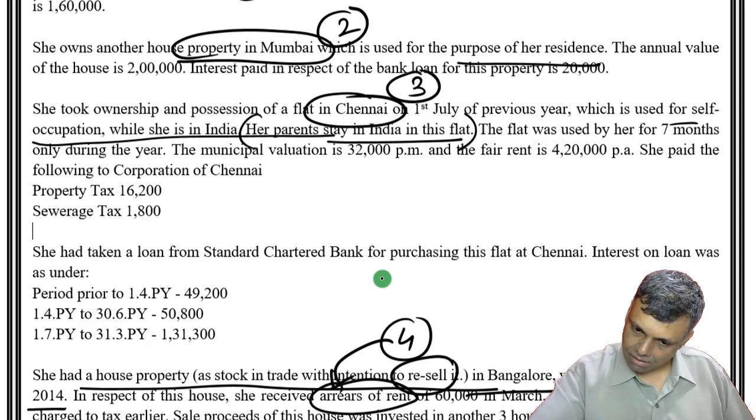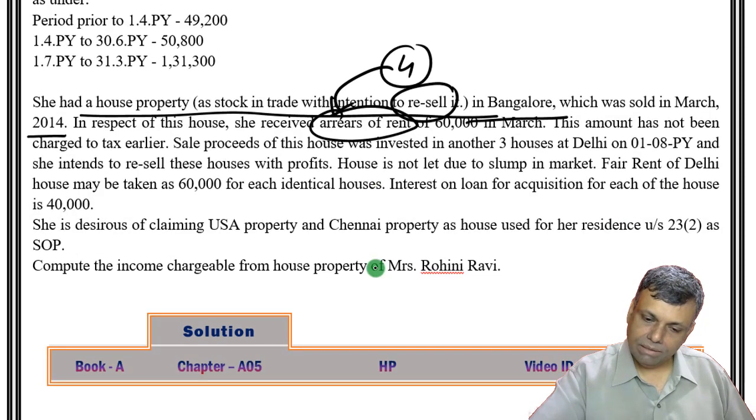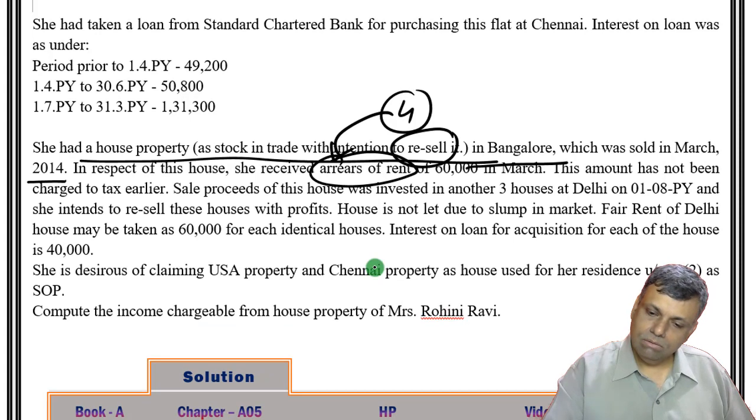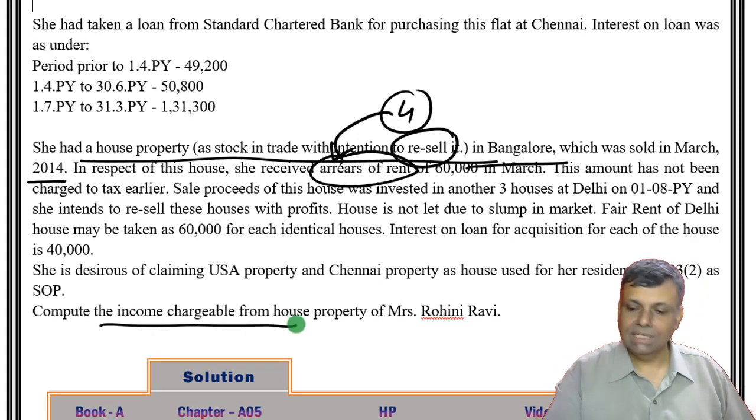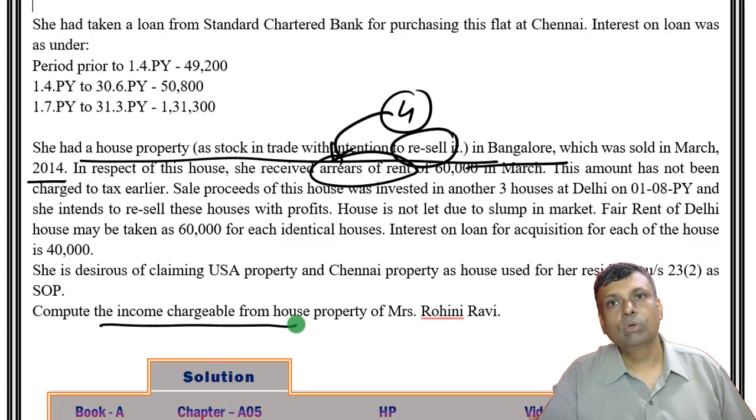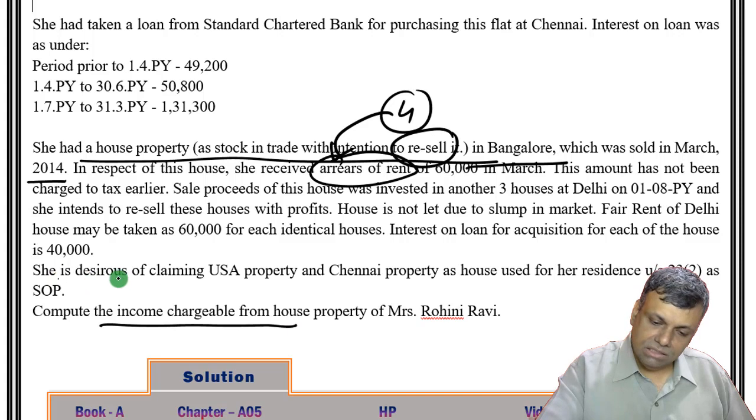And now, since she has got 3 properties, the next question which is coming is to compute the income chargeable from house property. So ultimately you have to compute the house property income on this particular front. And she is desirous.